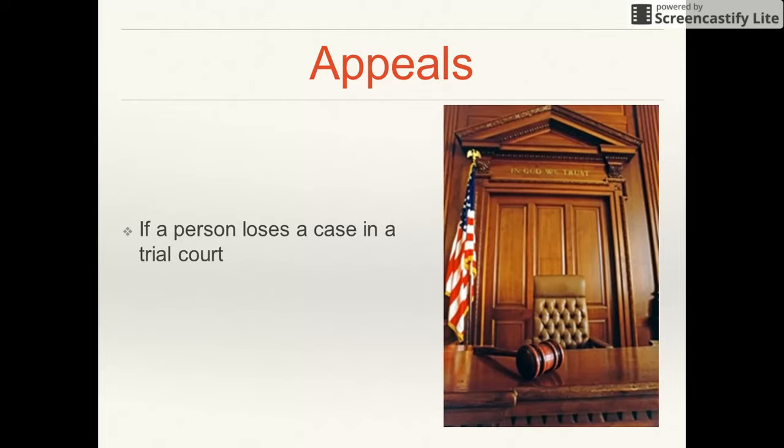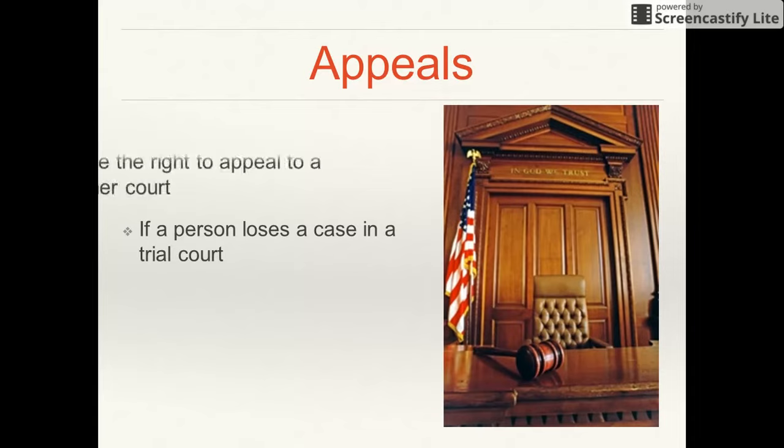And most of these cases are heard by courts that only hear appeals. So, for example, the Wisconsin Appellate Court, all they do is hear appeals. That's what the name of their court is all about. So they just hear appeals from local jurisdictions.